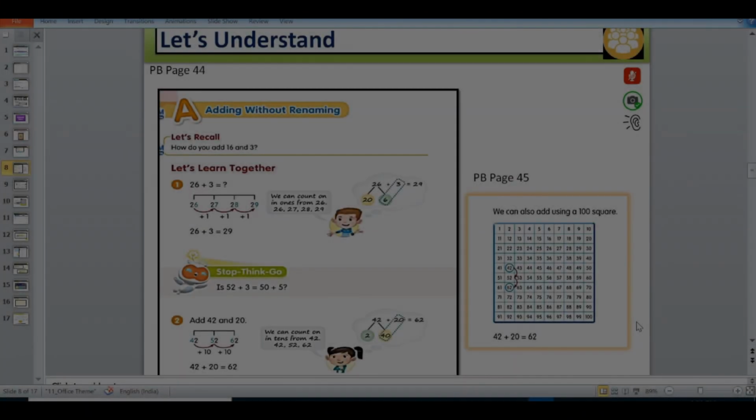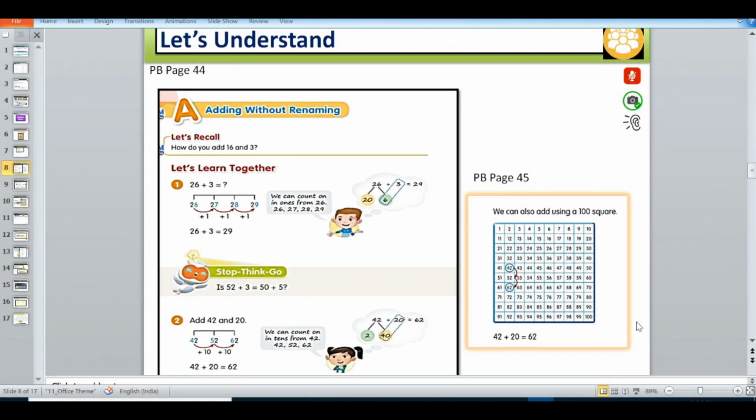Hello children, so we are learning adding without renaming. You already know this method, right? We can count on in ones. Okay, so let's practice this method.